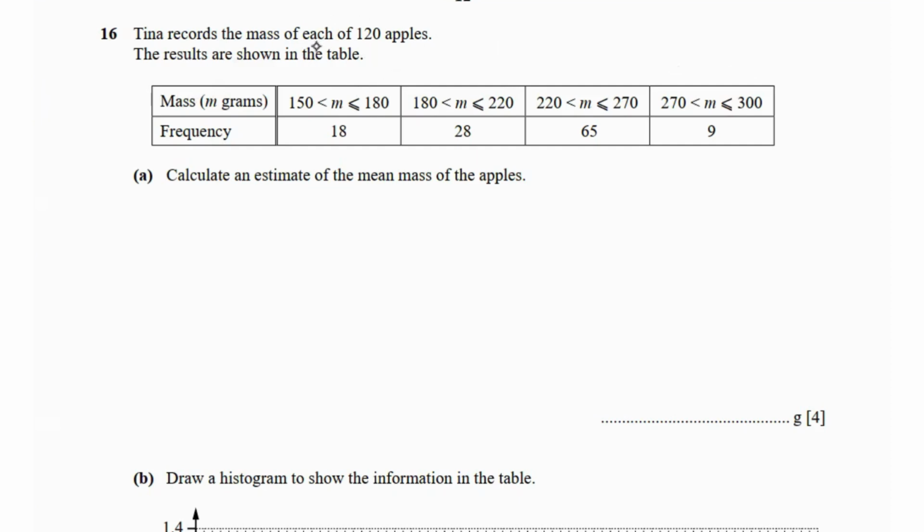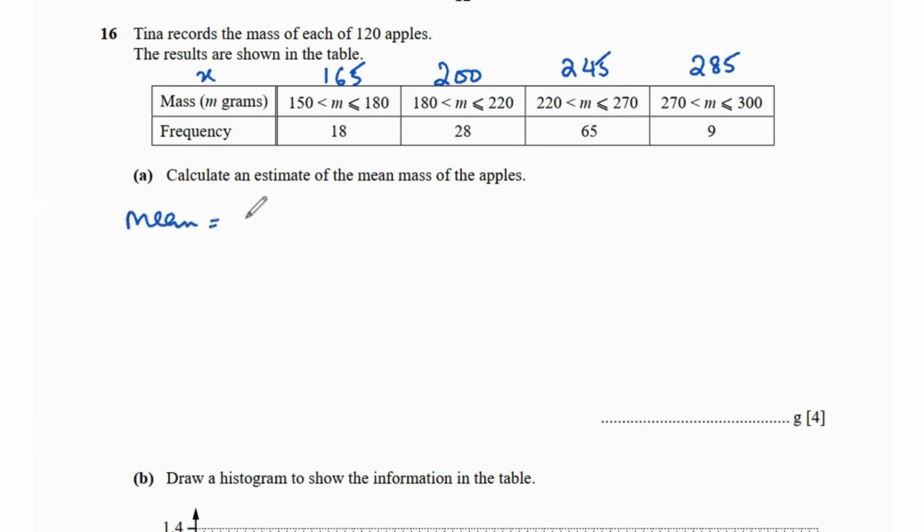of these intervals. So the midpoint of 150 and 180 is going to be 165. Then the midpoint of 180 and 220 is going to be 200. Then of 220 and 270 is going to be 245. And then for 270 and 300 is going to be 285. So these are your x values.